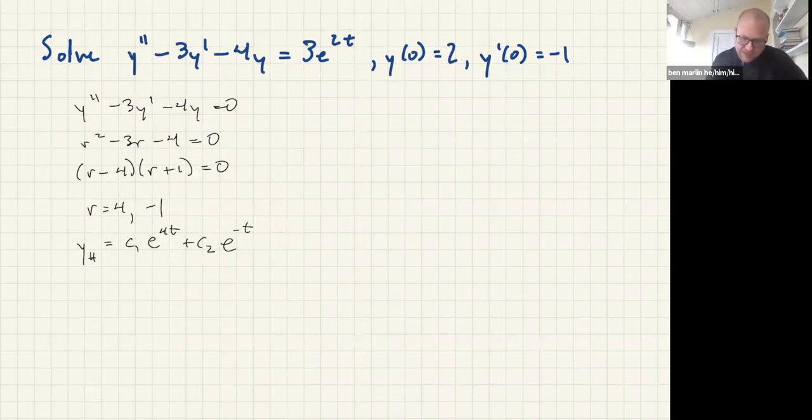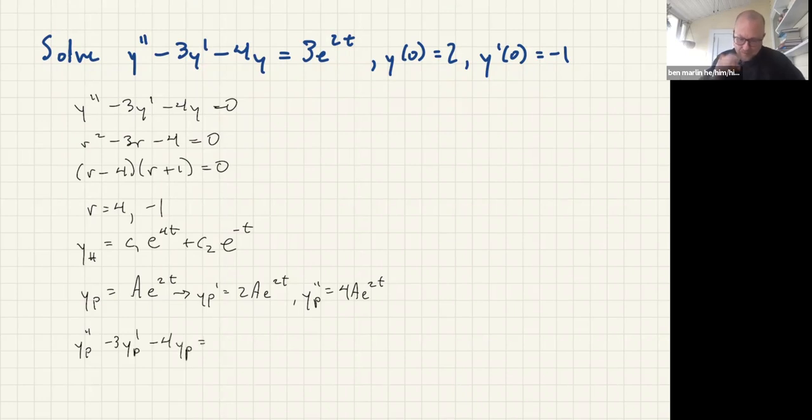So our next bit is going to be figuring out the y sub p, and I guess I need a pen for that. We look here and see that we've got a 3e to the 2t. E to the 2t does not appear in the y sub h, so that means we can just write a e to the 2t. And of course, yp prime is 2a e to the 2t, and yp double prime is 4a e to the 2t. And that means that my yp double prime minus 3yp prime minus 4yp is going to be equal to 4a e to the 2t minus 6a e to the 2t, and then minus 4a e to the 2t, and that needed to be equal to what? 3e to the 2t, right?